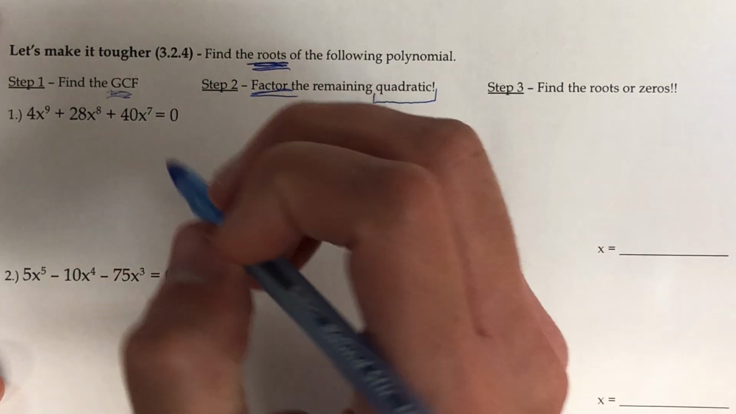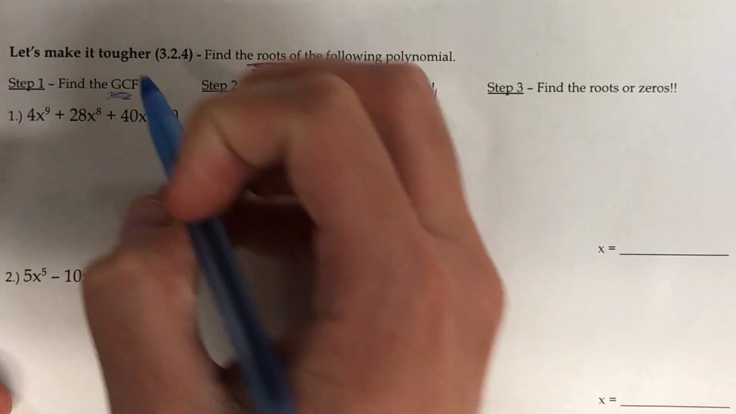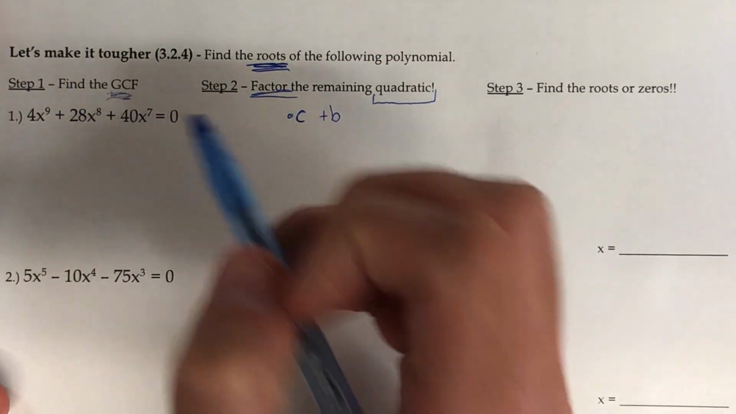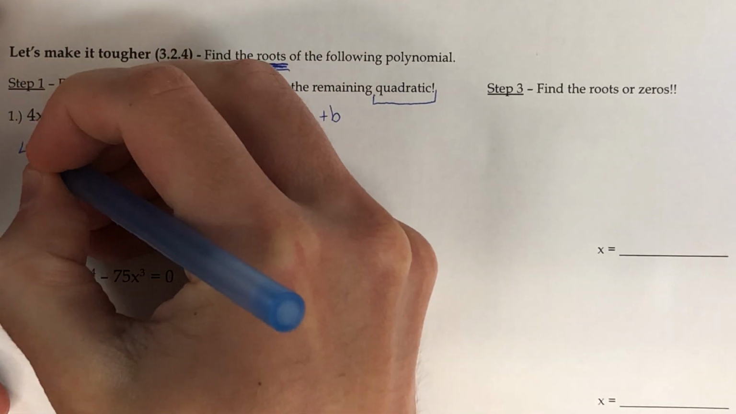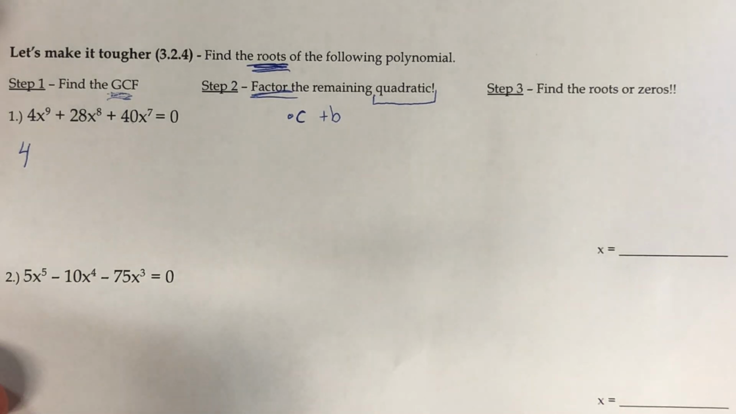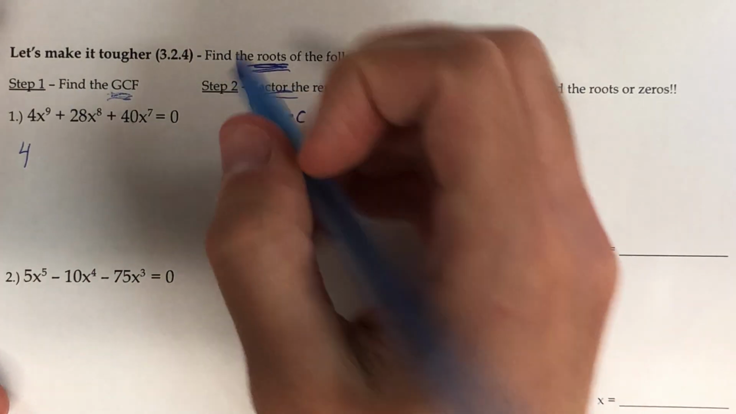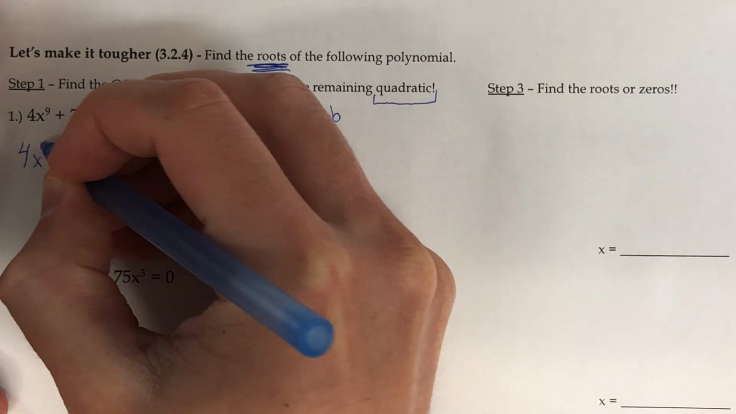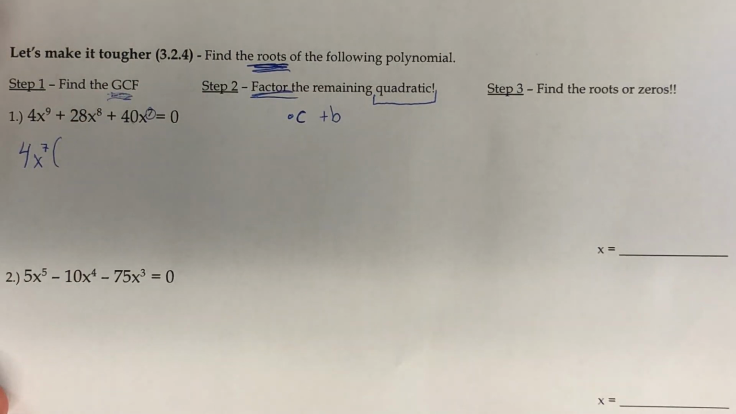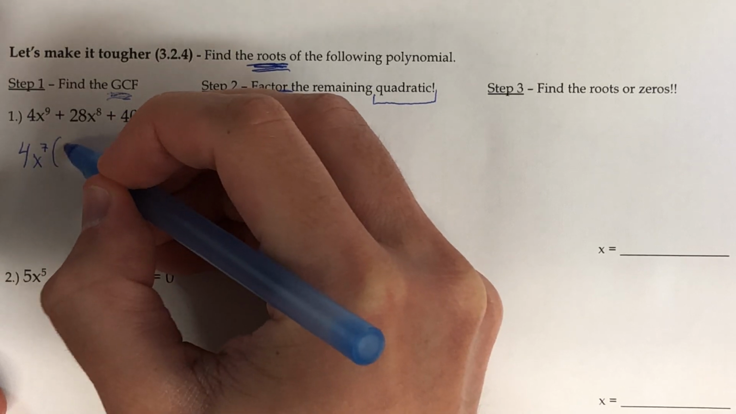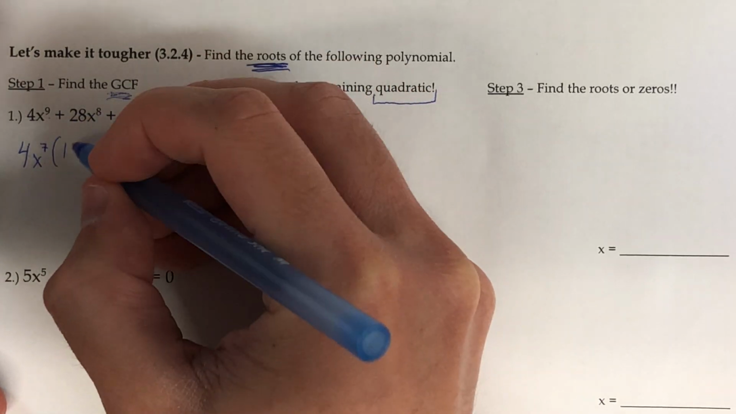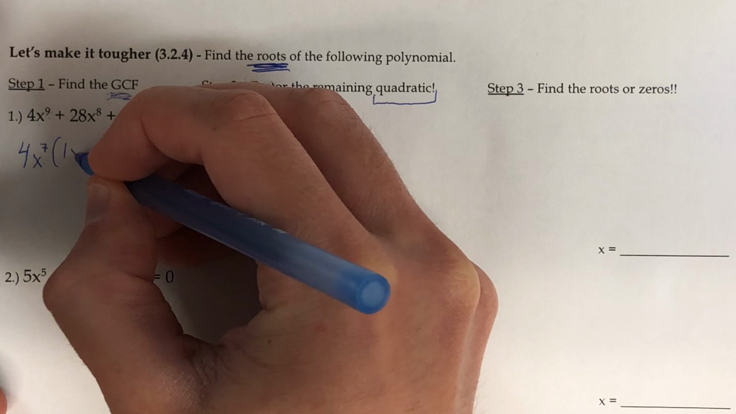So number 1. Let's factor out this GCF. As I look at my 3 numbers to start, they're all multiples of 4, so I know 4 is a part of my GCF. I look at my variables. They all have x's. 7 is my lowest exponent, so I'm going to be factoring out x to the 7th. So my remaining polynomial, 4 divided by 4 is 1. X to the 9th divided by x to the 7th, again subtract. 9 minus 7 is 2.